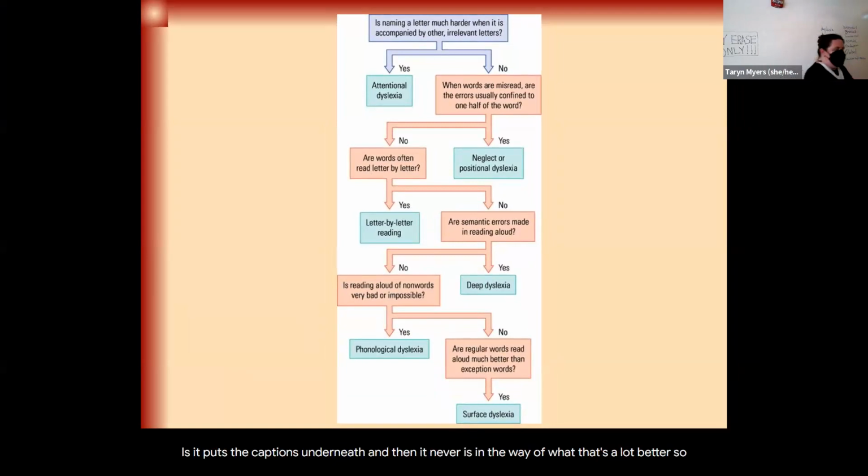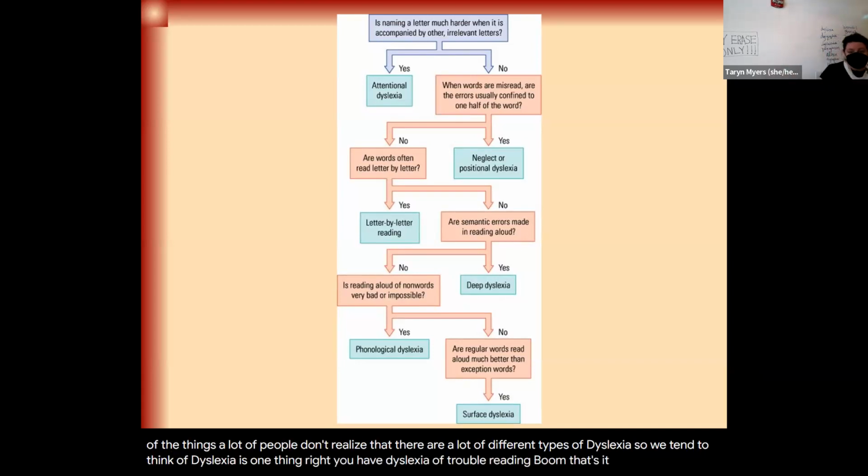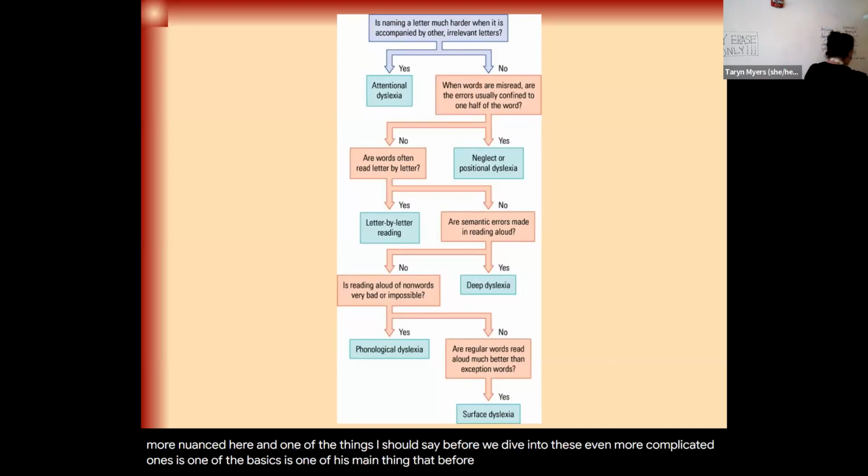So I think one of the things a lot of people don't realize is there are a lot of different types of dyslexia. We tend to think of dyslexia as one thing, right? You have dyslexia, you have trouble reading, boom, that's it. But there's a lot more nuance here. And one of the things I should say before we dive into these even more complicated ones is one of the basics, what I was hinting at before with the aphasias, and that's just acquired versus developmental.